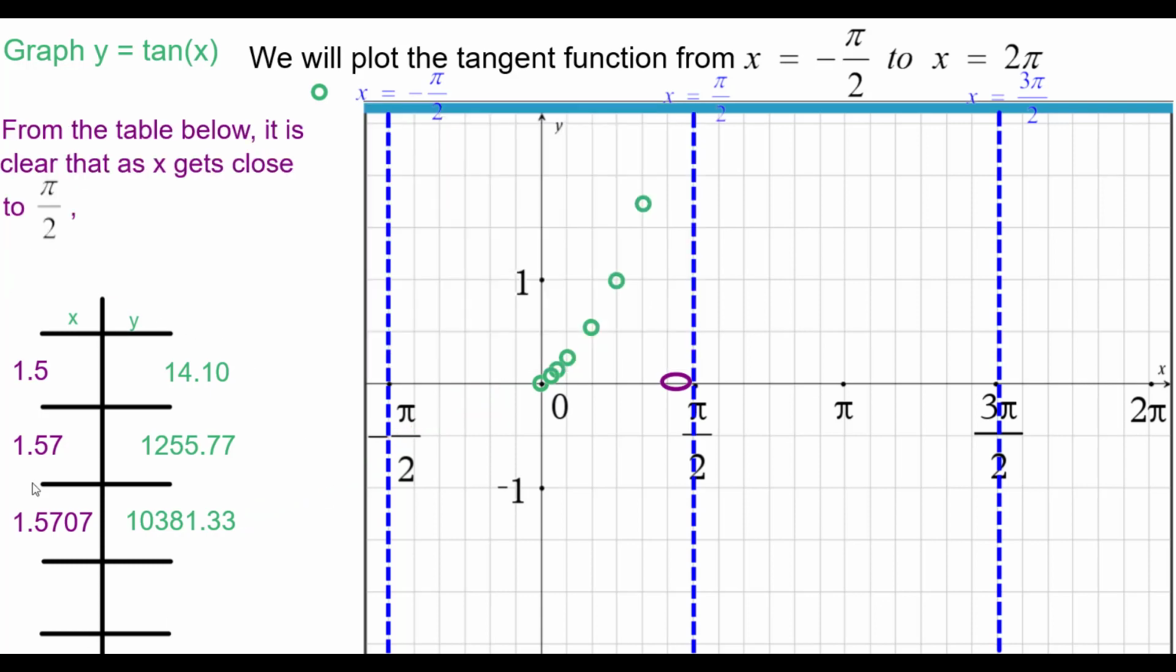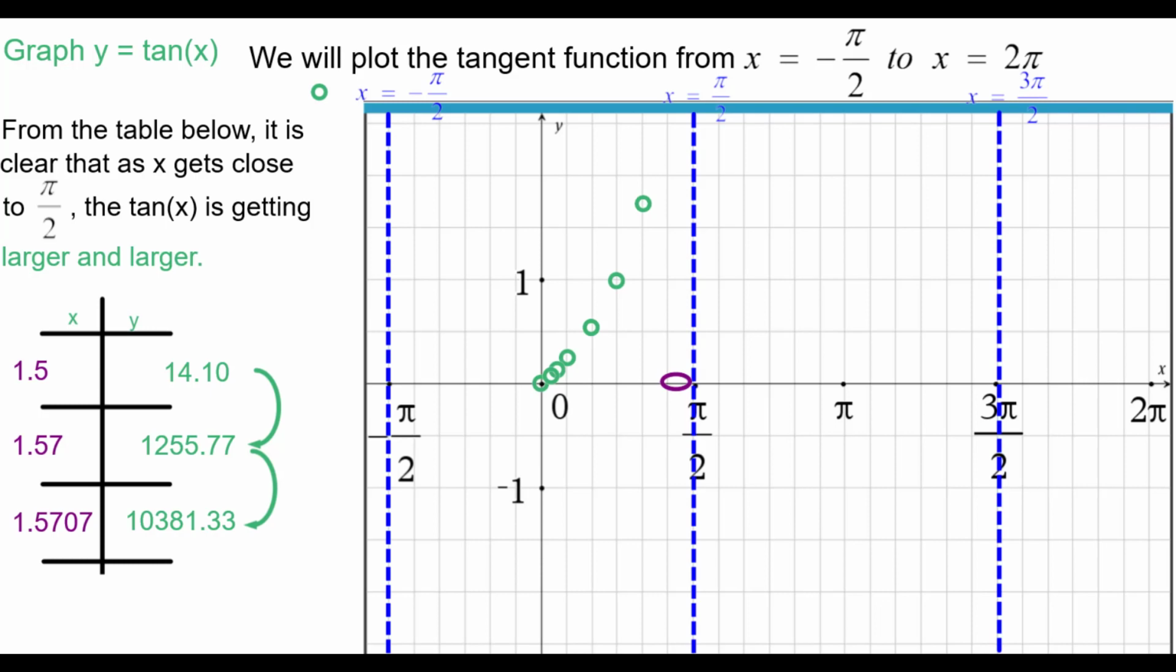So from the table below, it's clear that as x gets closer and closer to pi over 2, the tangent of x is getting, wait for it, larger and larger. So let's go ahead and connect the points. And I'm going to extend that asymptote just for effect. That is, x gets closer and closer, this thing goes up higher, faster and faster.